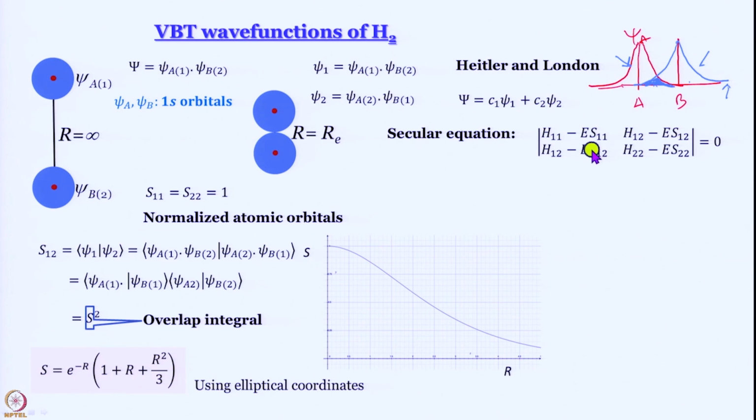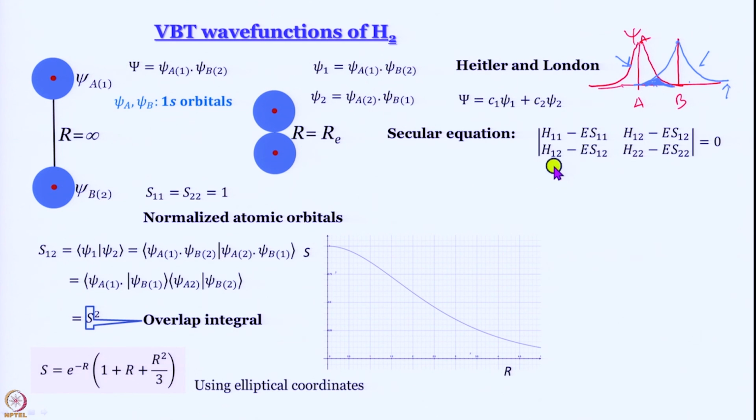Now we are back to what we are talking about. We have simplified a secular equation a little bit. This is how it was, remember, H11 minus ES11, H12 minus ES12 and so on and so forth. We have sort of taken care of the S's. We have said this S11 equal to S22 equal to 1. So, this term will become H11 minus E, this term will become H22 minus E, and we have said that S12 is equal to S square. So, this will become H12 minus ES square, and this one will become H12 minus ES square again.